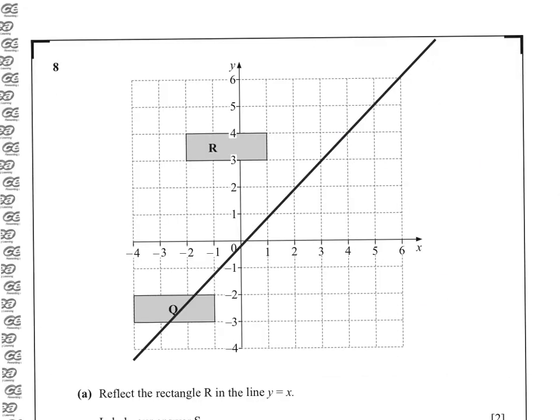To reflect in the line y equals x, we have to draw the line y equals x, and then we use the diagonals to plot the new points, and that gives us our new shape S.